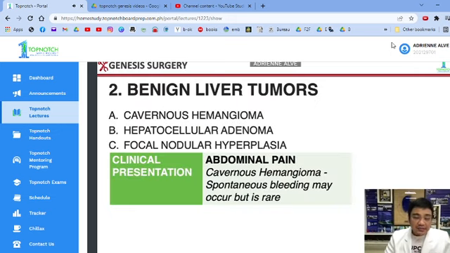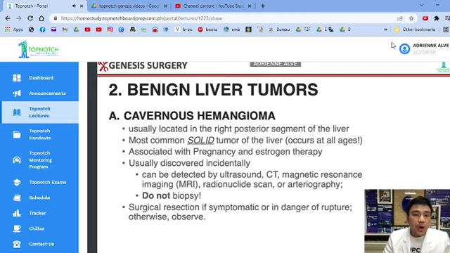So, for benign liver conditions, we'll be discussing 3 topics lang. Your cavernous hemangioma, your hepatocellular adenoma, and then your focal nodular hyperplasia. Cavernous hemangioma is usually the most common solid tumor of the liver, and it occurs for all ages. Again, common na naman siya on the right side kasi mas malaki yung real estate natin, or mas malaki naman talaga yung right liver lobe, kaya mas madalas siya. It is associated with pregnancy and estrogen therapy, and usually incidental finding lang ito.